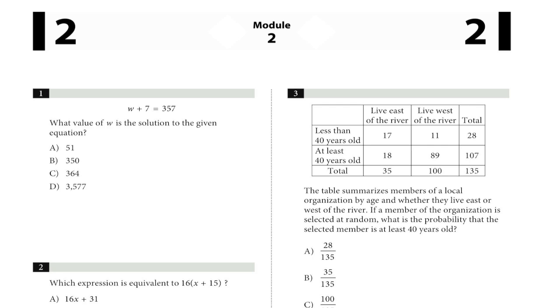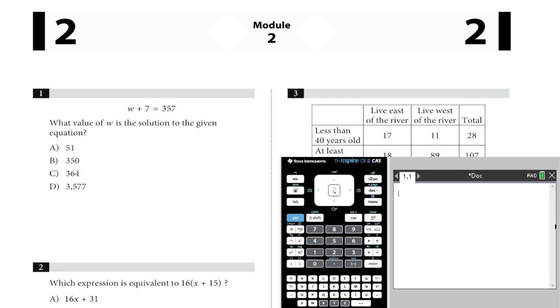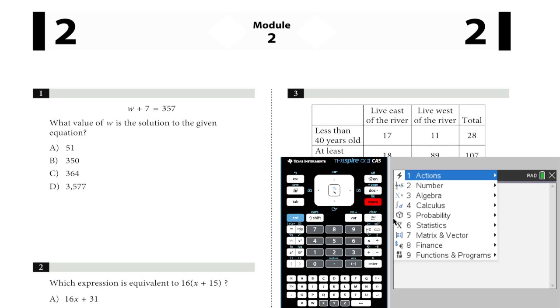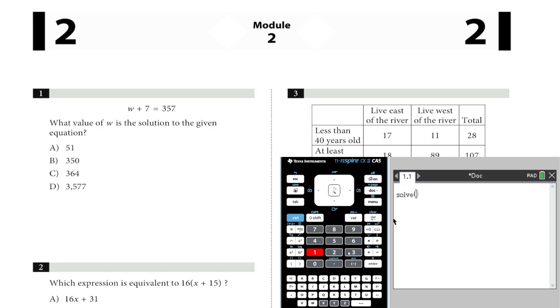All right, so number 1 says what value of W is the solution to the given equation. So our calculator is very good at finding solutions. So we're going to pull up our calculator. We can do menu 3-1. And then it's W plus 7 equals 357, comma W. We get W equals 350.